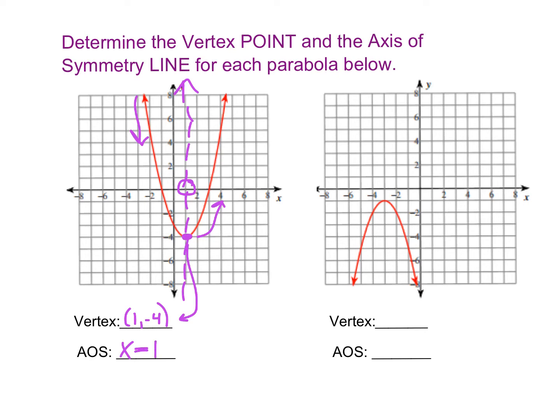Then if I apply that same type of thinking to the next problem, here we have a point where it was going up, but now it's going down. So my vertex is x is negative 3, y is negative 1. And then I look at my axis of symmetry. That's occurring when x is negative 3, always. So we're going to write that as x is equal to negative 3. So notice here that my vertex is always written as a point. My axis of symmetry is always written as a line.